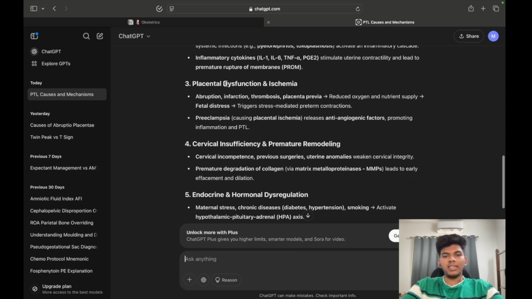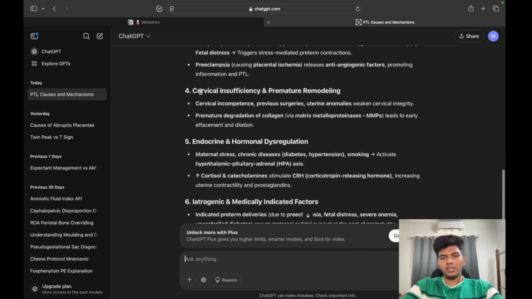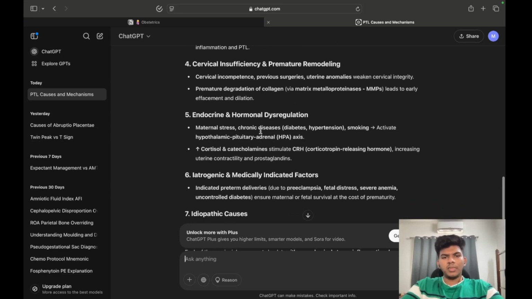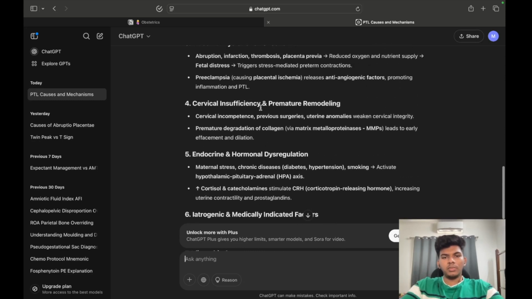Placental dysfunction and ischemia: abruption, infarction, thrombosis, placenta previa. So all of these lead to preterm contractions. Then coming to preeclampsia, release of anti-angiogenic factors, again inflammation and preterm labor. In cervical insufficiency, this makes sense. Premature remodeling, so this leads to early effacement and dilation. So in this particular case, matrix metalloproteinases can lead to this particular thing.